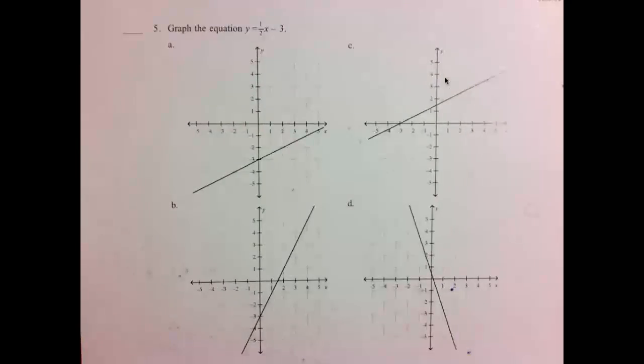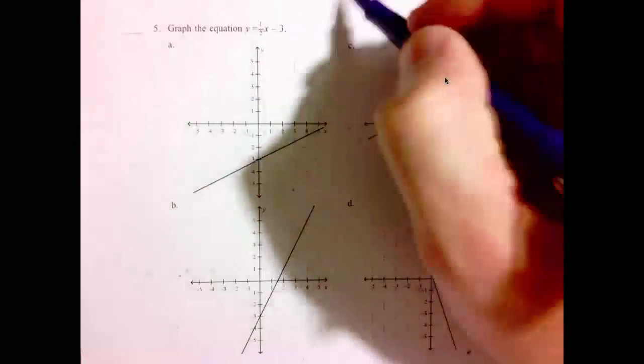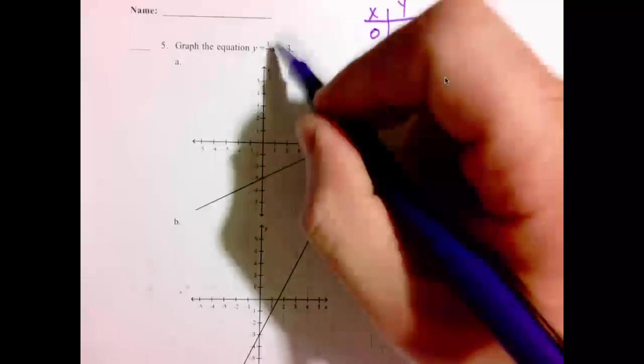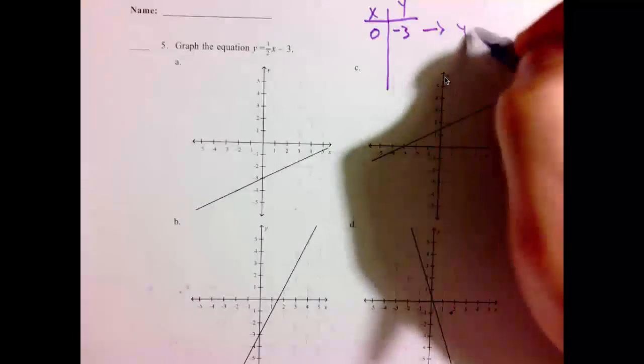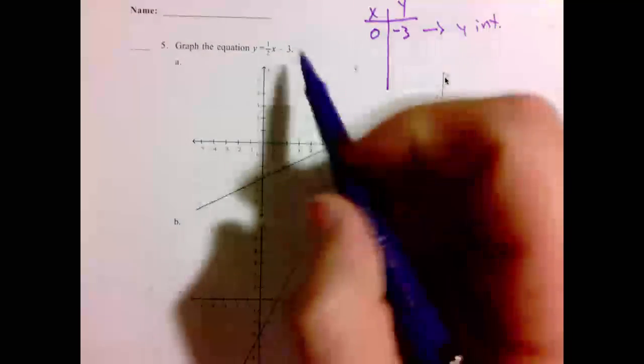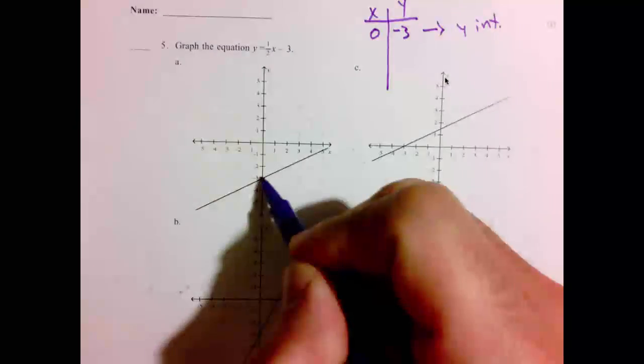Number 5. Graph the equation y equals 1/2 x minus 3. Well, let's just examine a couple points before we try to make this into a graph. Here's my x and here's my y. I'm going to examine 0. Substituting 0 for x, 1/2 times 0 is 0, minus 3 is negative 3. This point is our y-intercept. And we knew that already because of this value, negative 3. So the line must cross over at negative 3.